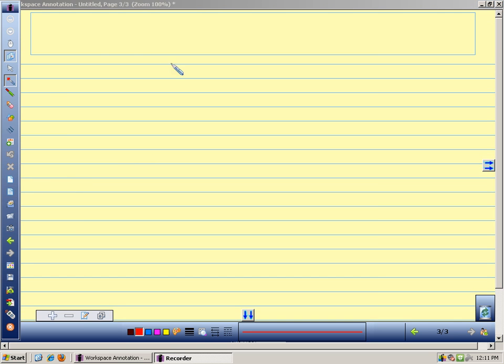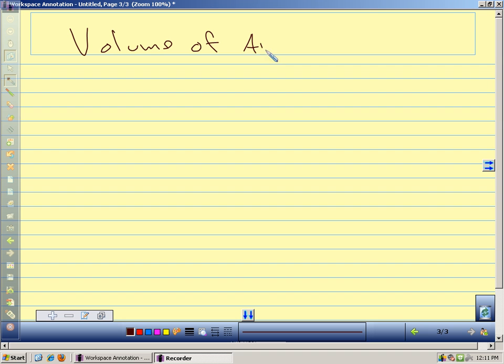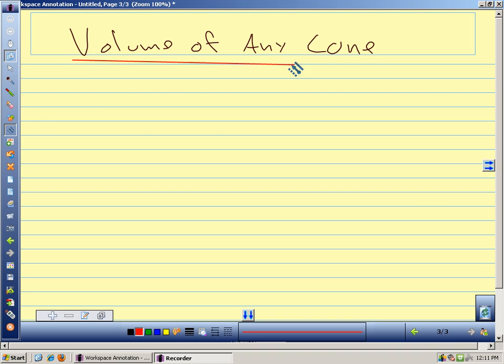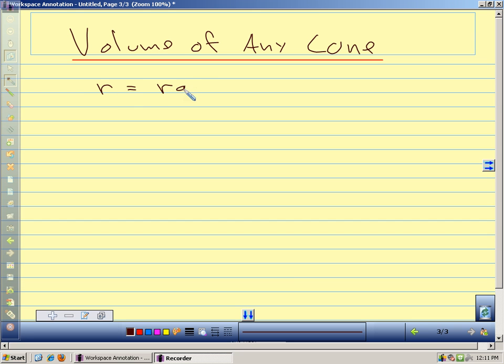All right, let's go to our volume formula. So it's going to be the volume of any pyramid, or I'm sorry, any cone. For our volume, we need two things. r is the radius of the base, and h is our height.